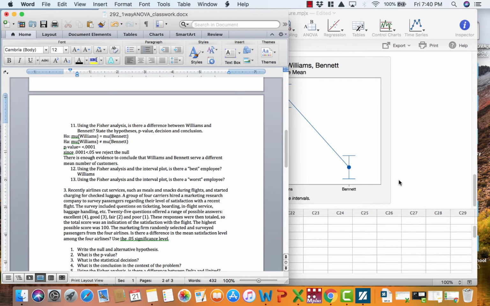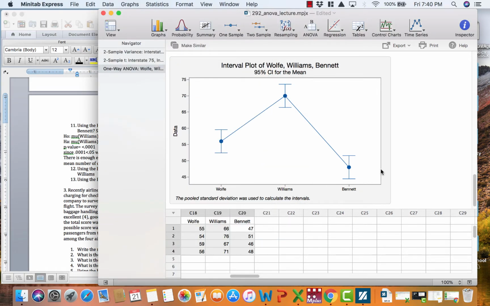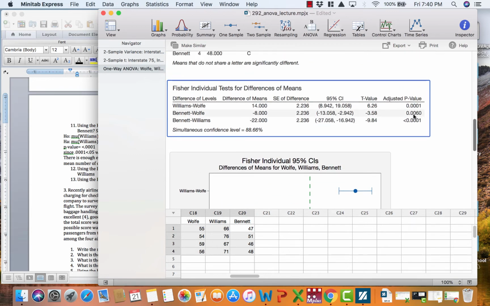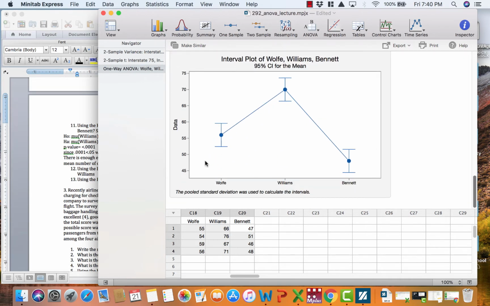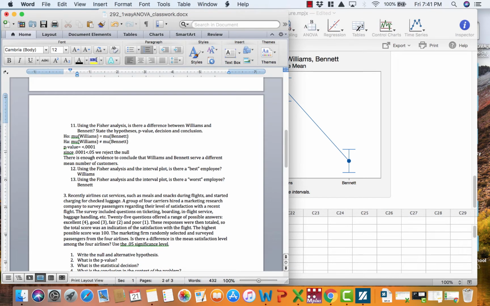All right, now is there a worst employee? Again, we come back to our interval plot, and it looks like Bennett is way down here below everybody else. But we have to make sure that Bennett is significantly different from Williams and from Wolf. We go back up to our table and look at our two p-values involving Bennett. We already know Bennett and Williams are significantly different. For Bennett and Wolf, because the p-value 0.006 is less than 0.05, they are also significantly different. So Bennett is significantly different from the other two and less than both of them. We can say that Bennett is the worst employee.